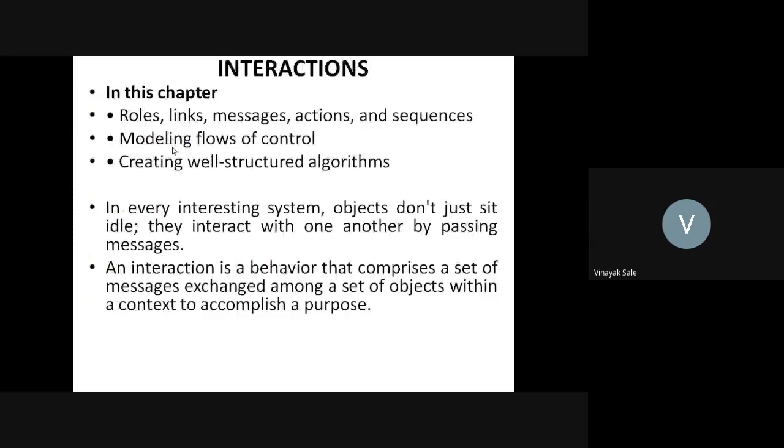First, interaction. In this part, we'll study roles, links, messages, actions, and sequences. Modeling flow of control, creating well structured algorithms. Every interesting system's objects don't just sit idle. They interact with one another by passing messages. An interaction is a behavior that comprises a set of messages exchanged among a set of objects within a context to accomplish a purpose.